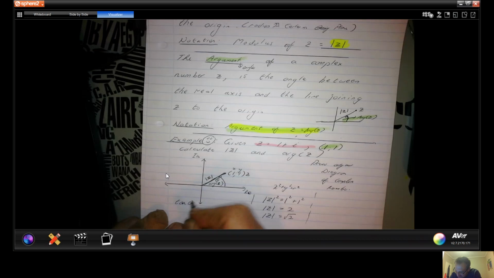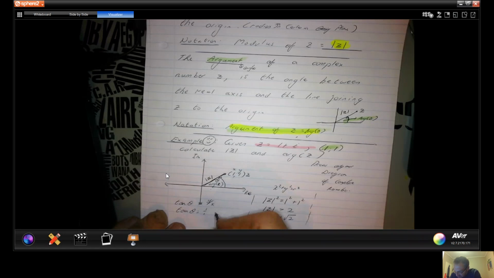Well, tan of theta is the relationship between the y coordinate and the x coordinate. You could use r if you wanted to, but you're given y and x, so we may as well use that. So tan of theta is going to be equal to 1 over 1. So tan theta is equal to 1.